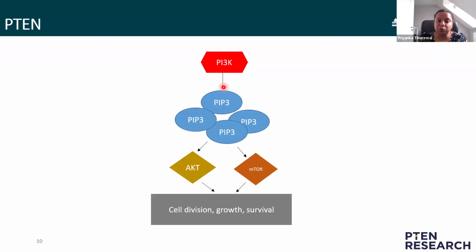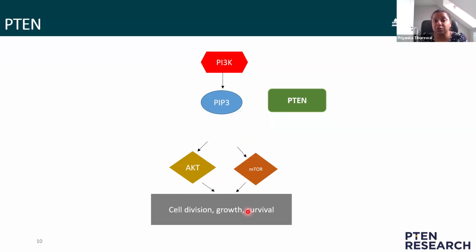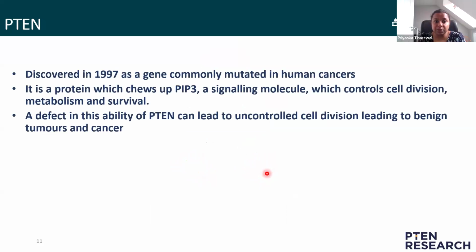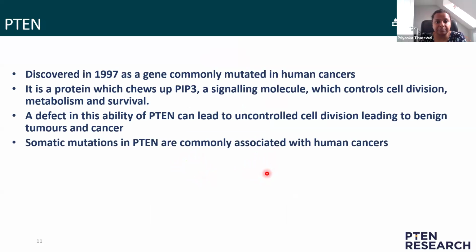Now, when you have too much PIP3, you will have too much cell division, growth, and survival, and therefore diseases like cancer. What PTEN does is it keeps the amount of PIP3 in a cell under control. So it reduces the amount of PIP3, and the signal that is then sent to AKT and mTOR is also reduced. And therefore, it keeps the cell division, the growth and survival of these cells under check, and therefore acts as a tumor suppressor. So it prevents the tumors from happening. So as I said, if you do not have PTEN, you have uncontrolled cell division, which leads to benign tumors and cancer.